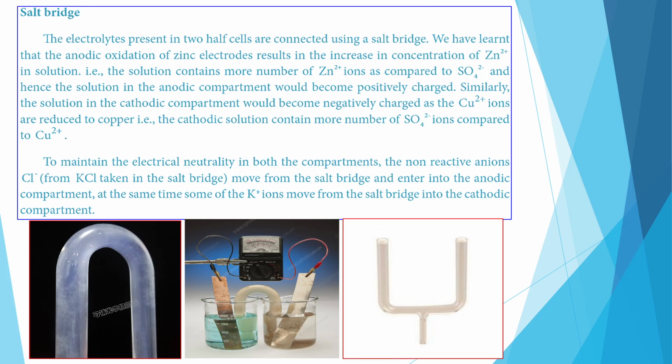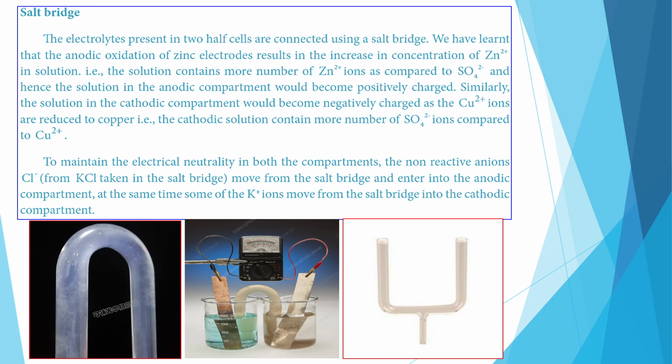We have also discussed that whenever oxidation happens at the zinc electrode, you will find more Zn2+ in the solution than sulfate SO4 2- ions. That means the solution becomes positively charged. In the opposite way, the copper 2+ solution becomes negatively charged, because it has more sulfate 2- ions, since some of the Cu2+ ions have been converted to copper. To maintain electrical neutrality between the two solutions, we need the help of the salt bridge.